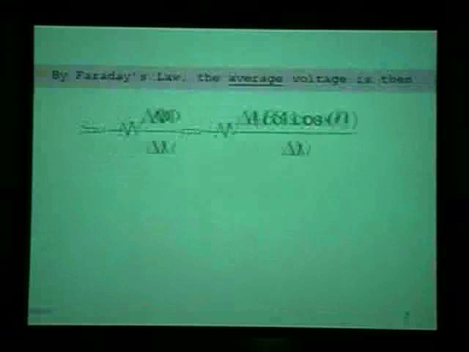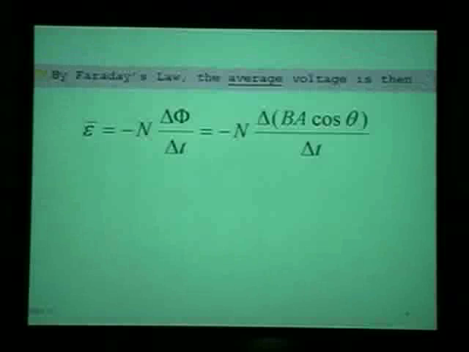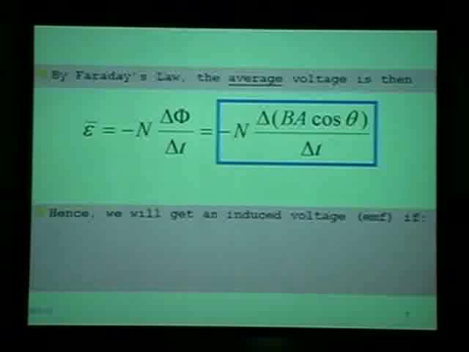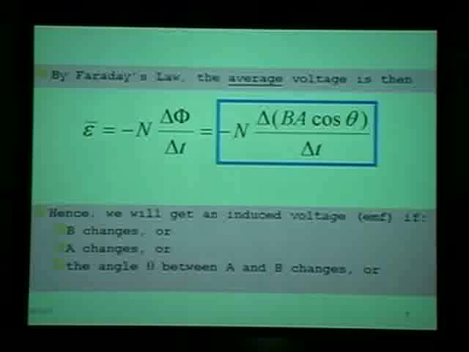So now I could say by Faraday's law that the average voltage induced is equal to the negative number of turns times the change in flux over change in time. But if it were a planar area, then that change in flux could be the change of the field times the area times the cosine of the angle between them, over the change in time. In other words, we get a voltage through this loop if the magnetic field changes, if the area changes, or the angle changes, or any combination of the above.